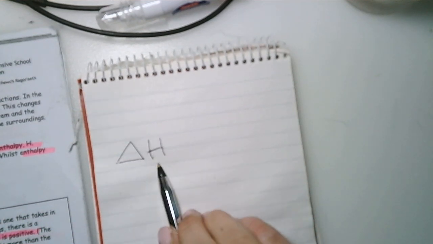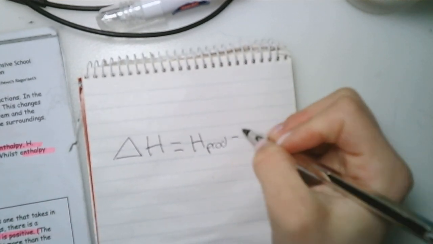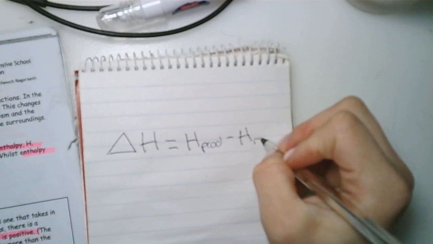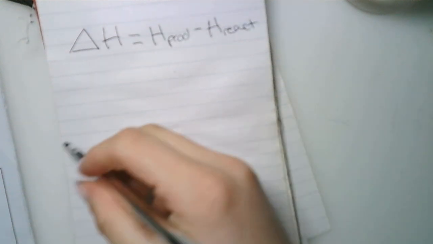Enthalpy cannot be measured, but enthalpy change can be measured by taking the enthalpy of the products and subtracting the enthalpy of the reactants.